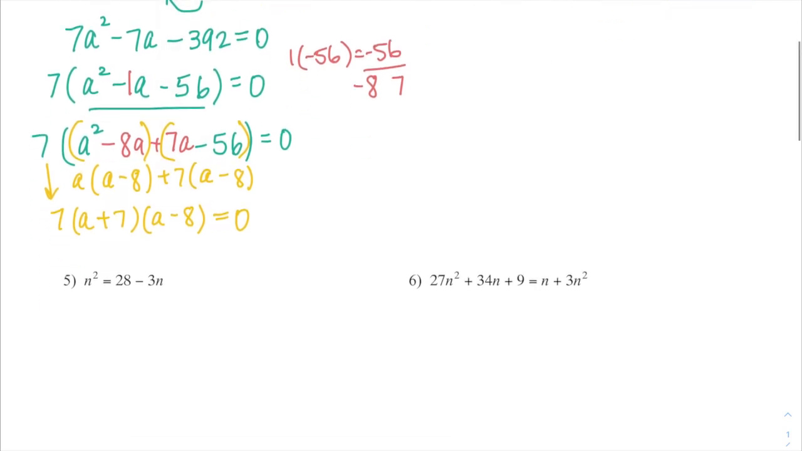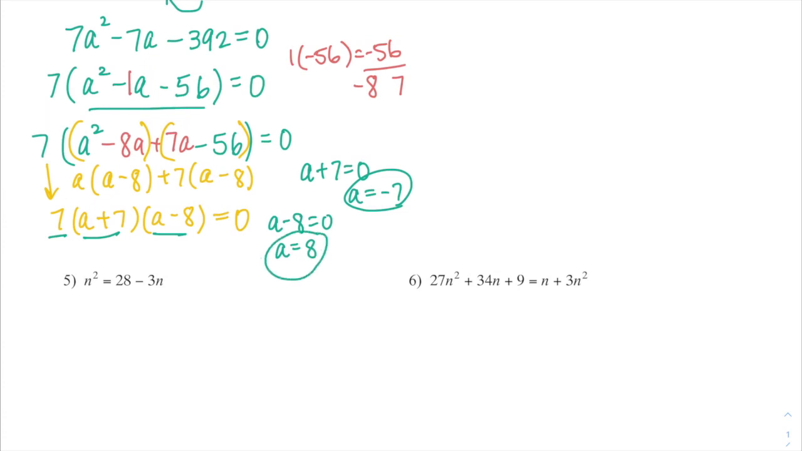So now that it's factored, we set each factor equal to 0. Now 7 is a factor, but 7 doesn't equal 0, so we can't do anything with that. So we take the a plus 7, set it equal to 0, and the a minus 8, and set it equal to 0. So we get a equals negative 7, and a equals positive 8.